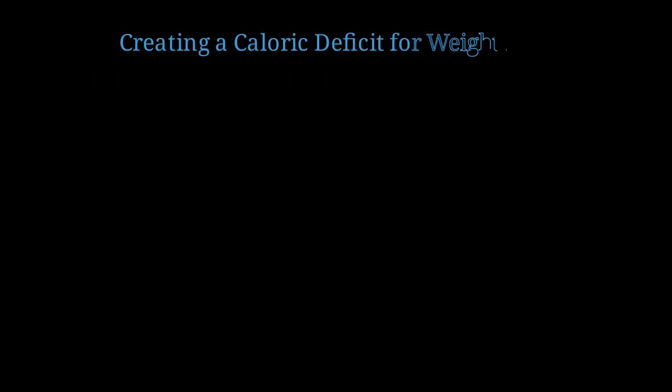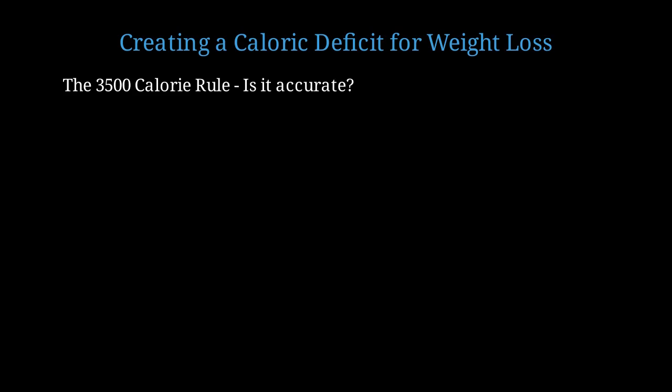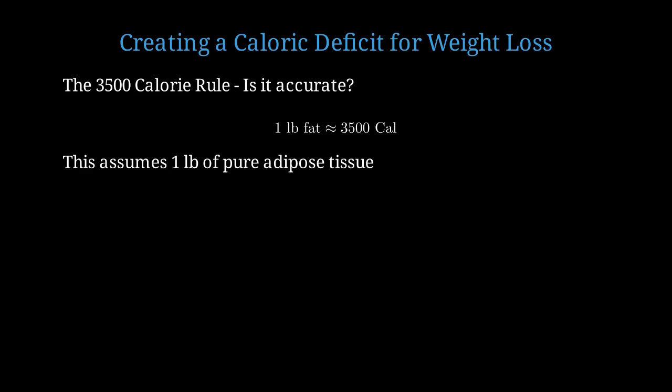Now we arrive at the critical question: how do we create a deficit to lose weight? You may have heard the rule that 3,500 calories equals 1 pound of fat, but is this accurate? 1 pound of fat is approximately 3,500 calories. This calculation assumes 1 pound of pure adipose tissue. However, body fat also contains some water and protein.